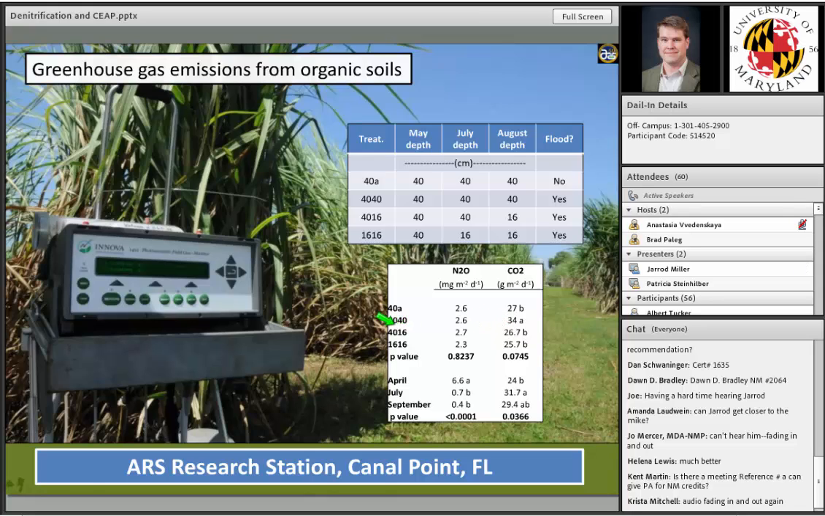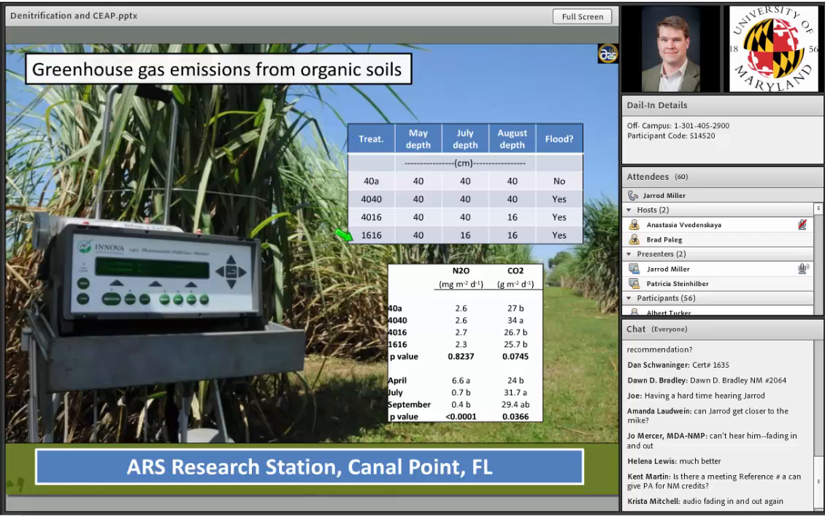When you come down to temperature differences from April to September, it's a little more obvious for some reason. N2O is a lot higher in April, maybe due to fresh mineralization of nitrate that could be denitrified. And then CO2 was highest when it was warmest in July, which makes sense for microbial respiration. So we didn't see much with the treatments. So flooding didn't affect that much, water table.